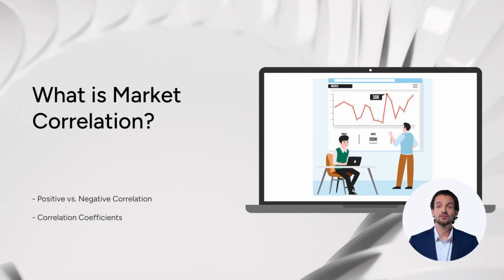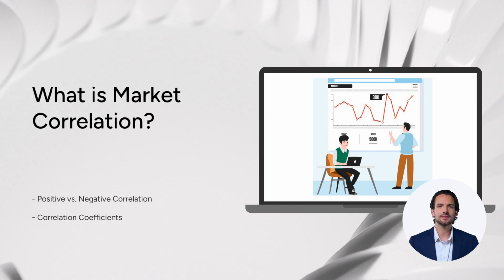Market correlation describes how two assets move in relation to each other. When two assets move in the same direction, we call it a positive correlation. When they move in opposite directions, that's a negative correlation. Simple, right? We measure correlation using numbers between -1 and +1. +1 means perfect positive correlation, -1 means perfect negative, and 0 means no correlation.